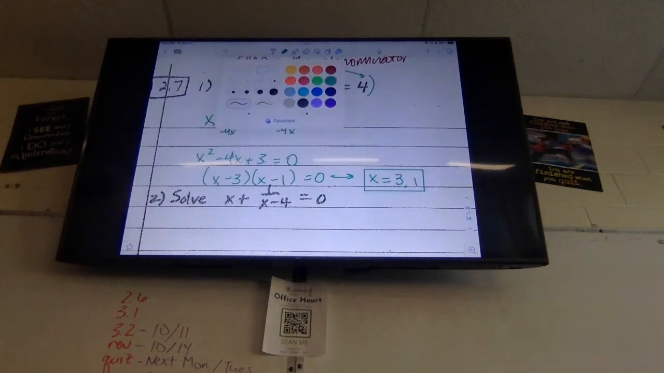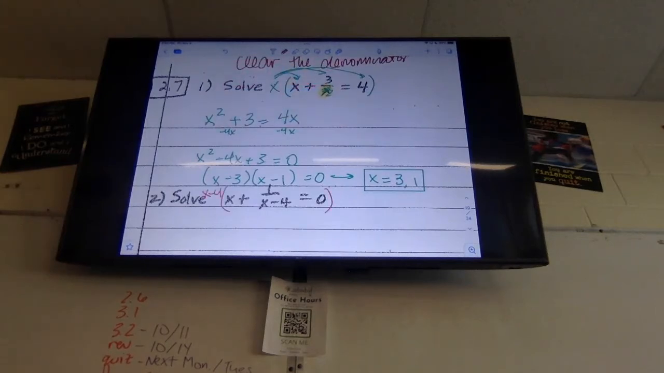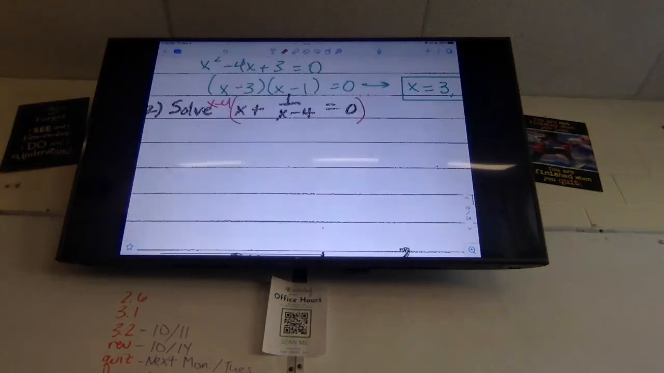What am I going to multiply by everything on this one? X minus 4. Now, I do like to be extra careful on this one. I'm going to do x minus 4 times x, and I'm going to write it over here like this. X minus 4 times x. So I can distribute it out.